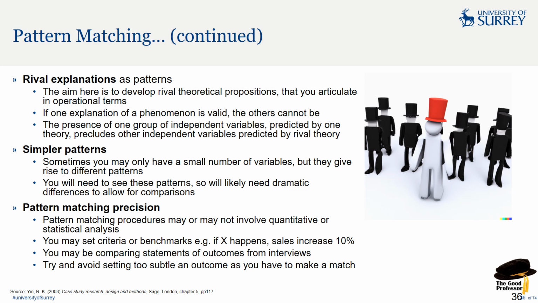You might have rival explanations of patterns. The aim here is to develop rival theoretical propositions that you articulate in operational terms. If one explanation of a phenomenon is valid, the others cannot be. So you've got a whole bunch of ways of explaining, if this goes to that, then this is true. And then you rule out the others. The presence of one group of independent variables predicted by one theory precludes others predicted by rival theory. So what we're saying there is, if you've got one way of this happening, the others cannot be true.